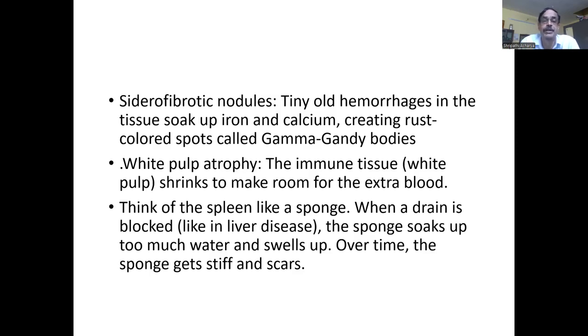High portal pressure causes the spleen to enlarge, to make room for extra blood. Over time, the spleen becomes stiff and firm.